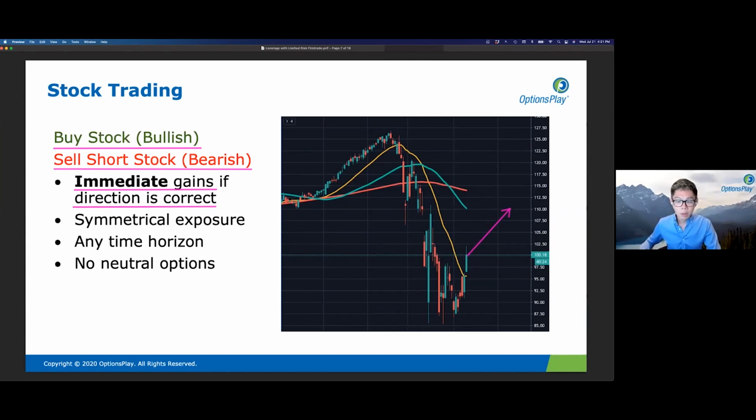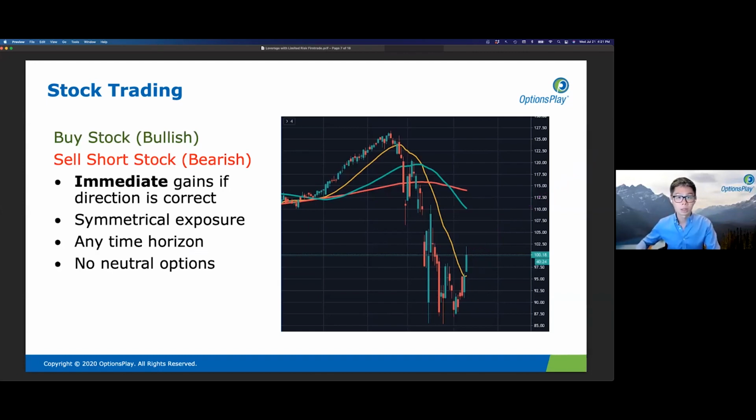And the amount of money you make is directionally proportionate to how much the stock moves up by. The further the stock moves up by, the more money you make. The further the stock moves down by, the more money you lose. This is what we call symmetrical exposure. It's very easy to understand your potential risks and rewards depending on where you think the stock is going to go. And in stock trading, you can really trade on any time horizon. Whether you think the stock is going to move higher over the next day, the next week, the next month, the next year, you can hold on to a trade for as long as you want. There's no limit as to how long you are holding onto the trade for.